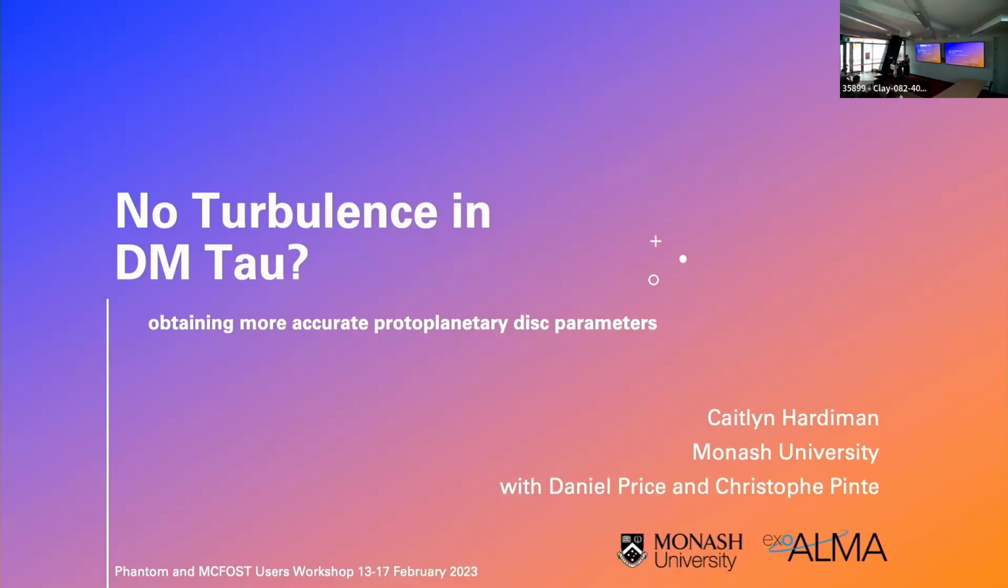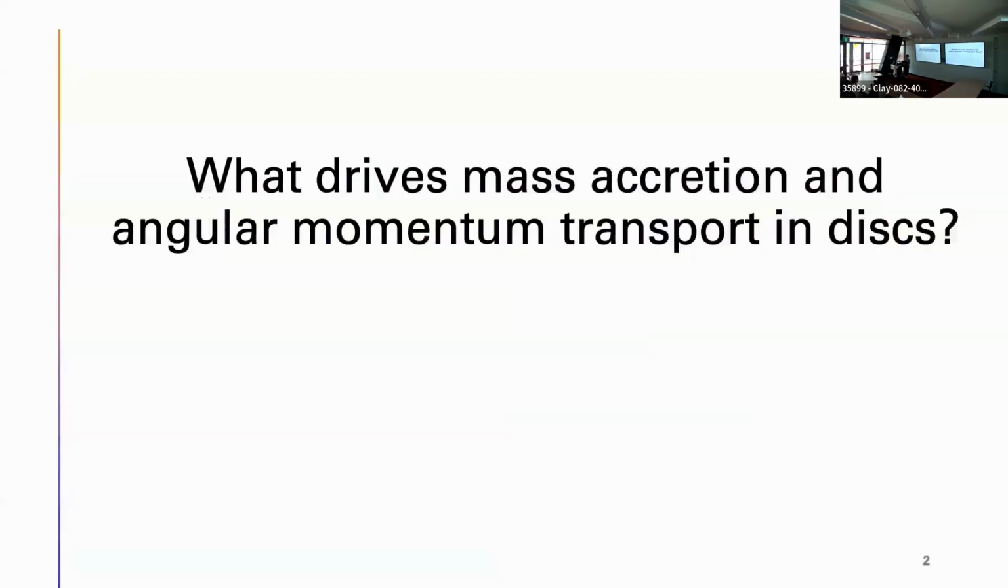And today I'm going to talk to you about the work that I've been doing over the past year, which has culminated in a controversial statement of no turbulence in the disk surrounding the star DM Tau. And also I'm going to be talking to you a little bit about obtaining more accurate protoplanetary disk parameters, as I've been developing a code that will hopefully do just that.